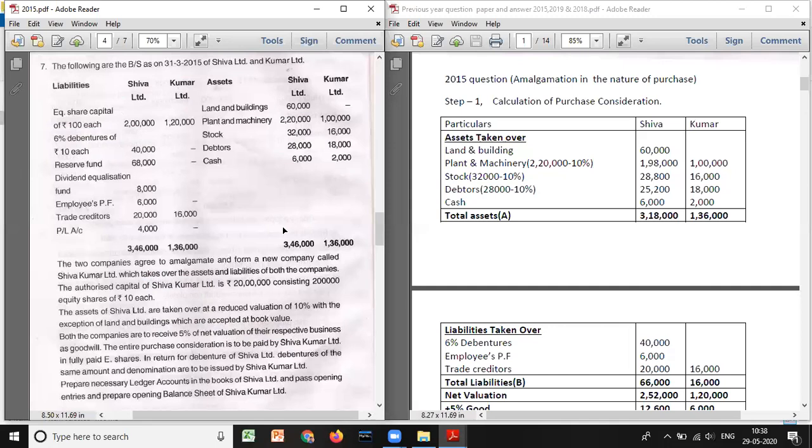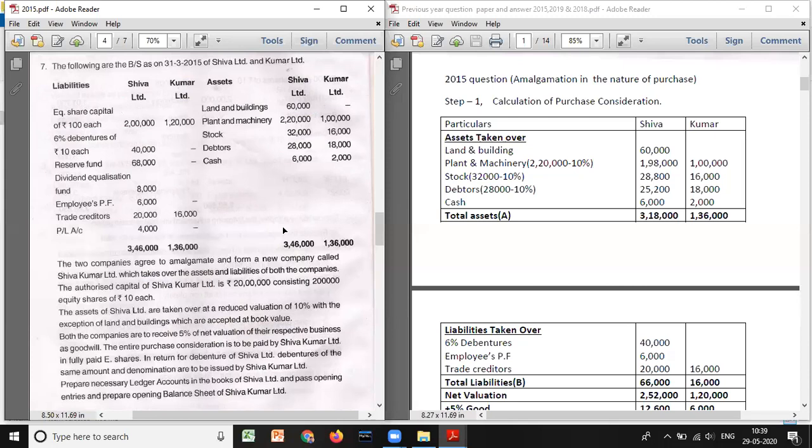What do you mean by merger? There are 5 conditions; please go through that video, which is in the description. Merger means all assets and liabilities should be taken over. They're taking over all assets and liabilities, so the first condition is satisfied. The second condition is that the purchase consideration should be discharged only through issue of equity shares. They're discharging only through issue of equity shares.